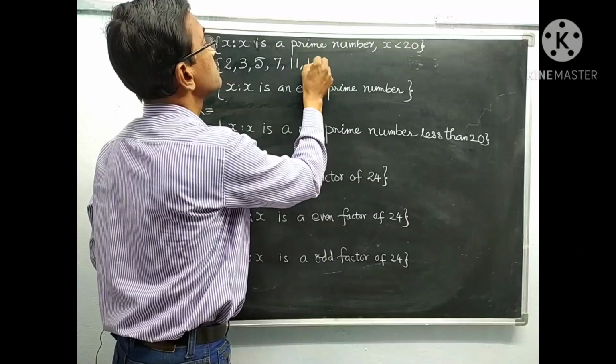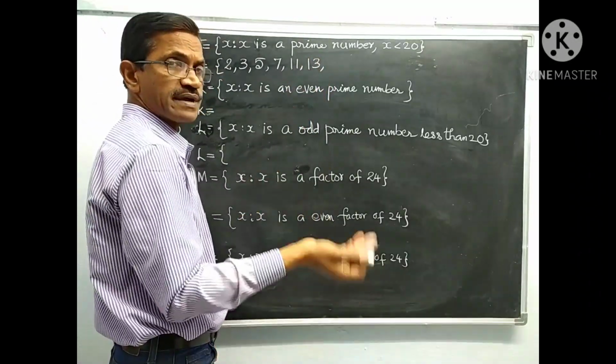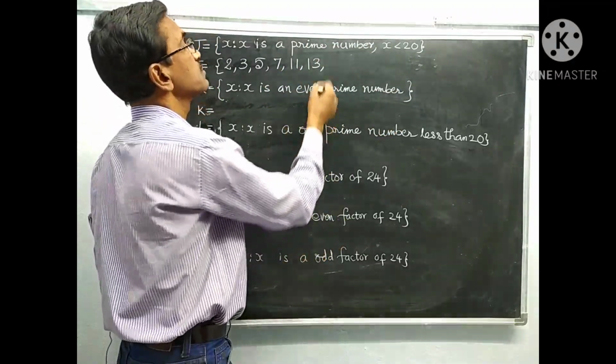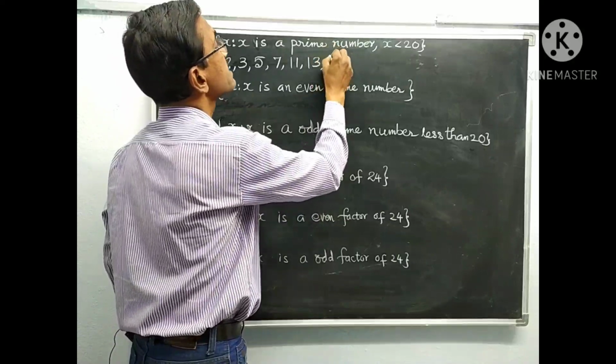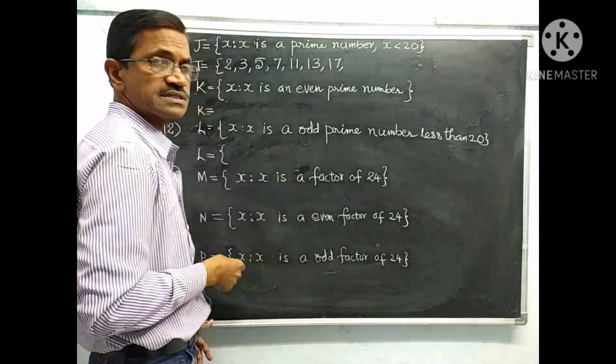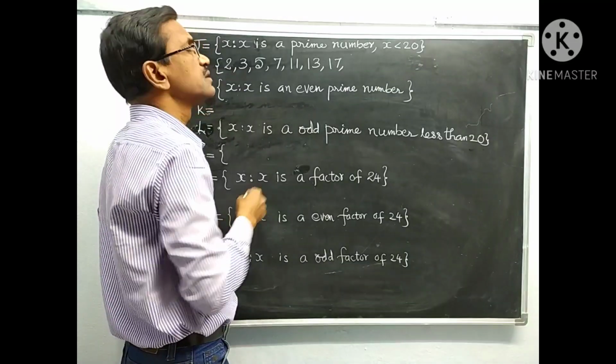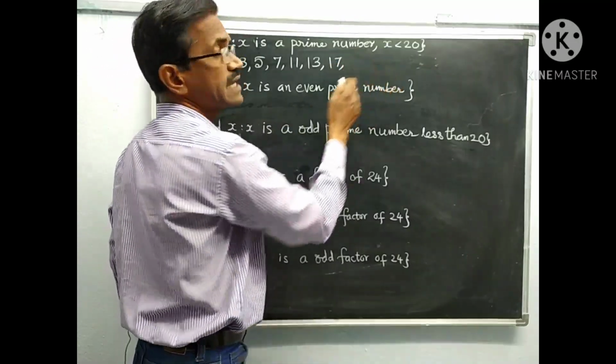Next, 12 is divisible by other numbers. 13 is not divisible. 14 is divisible by other numbers. 15 is divisible by other numbers. 16 is also divisible by other numbers. 17 is not divisible by other numbers, so it is a prime number. And next, 18 is divisible by other numbers, 2 9 18.